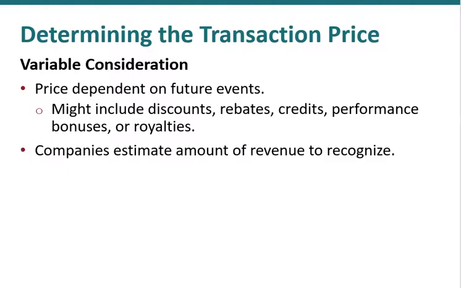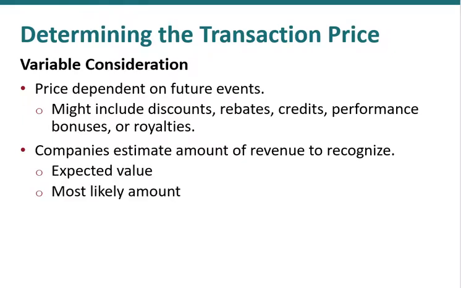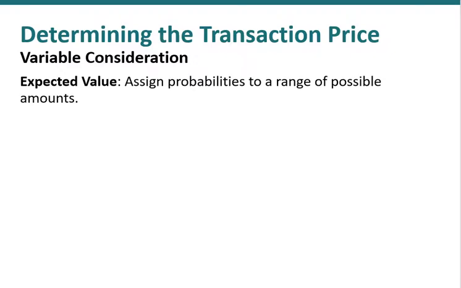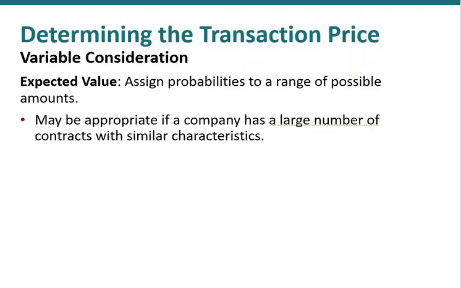And if we have variable consideration, companies are going to need to estimate the amount of revenue to be recognized. And they'll do that by looking at either expected values or the most likely amount. So we're going to take a look at both of those, the expected value and most likely amount. In our expected value calculation, we will assign probabilities to a range of potential outcomes or amounts. We've done this before in basic statistics.